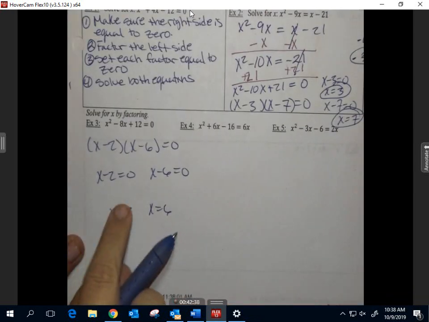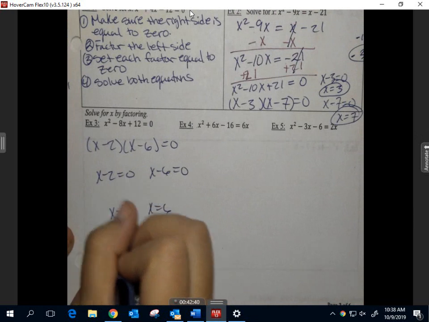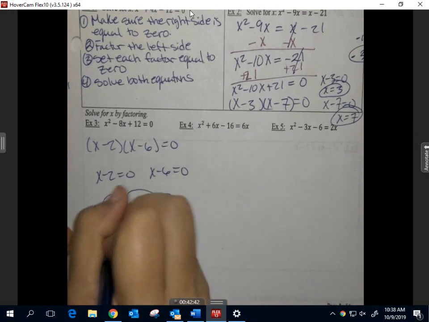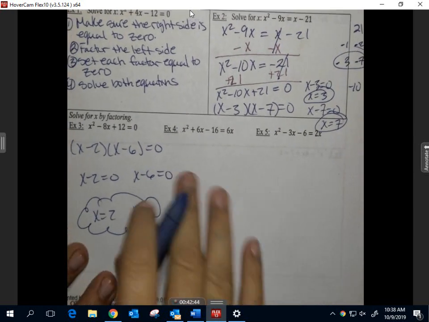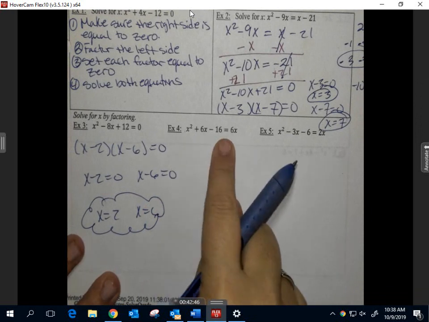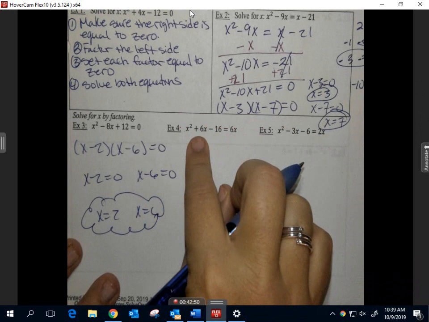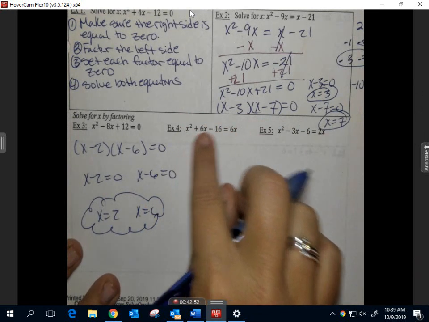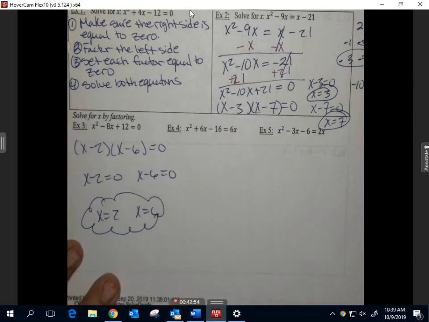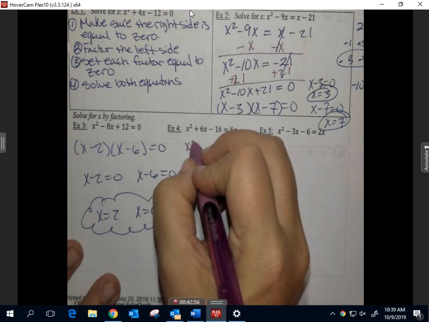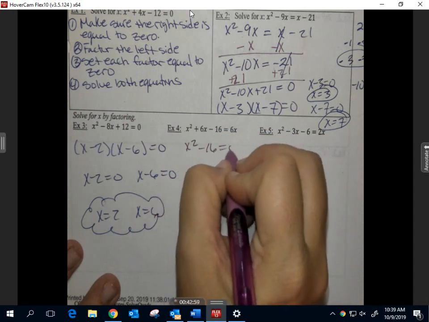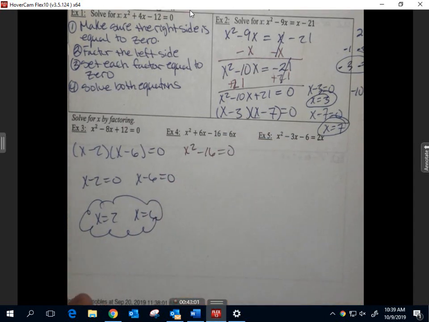Whoops, there you go. So here are my solutions for example 3. Example 4, I had to bring that 6x over to the left, right? So I have to subtract 6x from both sides. Well, that gave me x squared minus 16 equals 0. Is everybody in agreement with that?